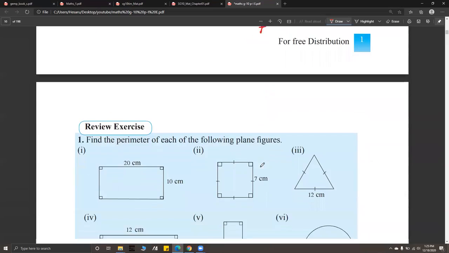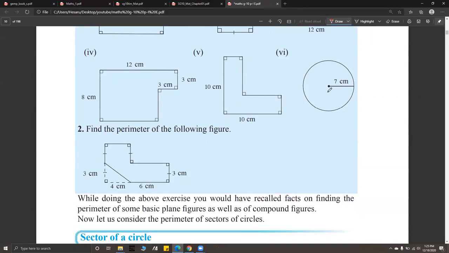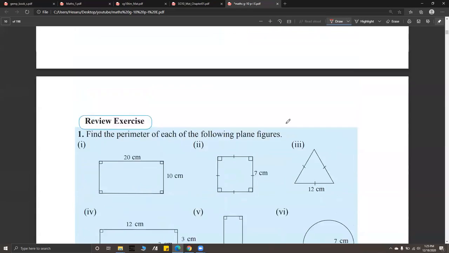So let's move on. This is just a review exercise. You can just go through it easily. So this one is 20 plus 10 plus 20 plus 10, which is 2 times 20 plus 2 times 10. So likewise, you can go through. I'll do this one for you. You may know probably, as mentioned here.